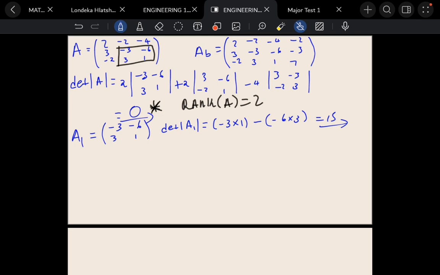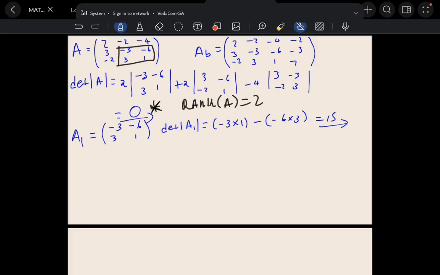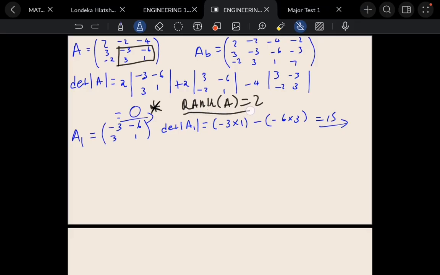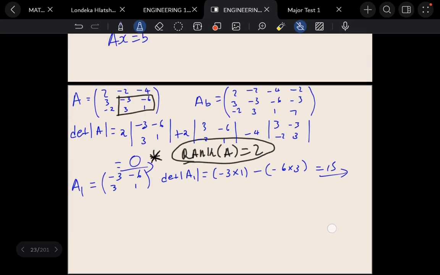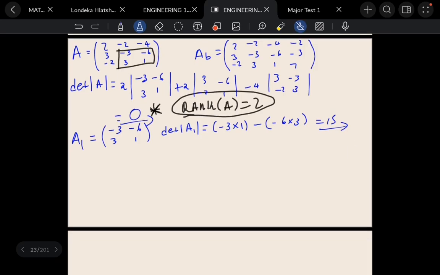Because a matrix in A that gave us a determinant of 15 was found in A and its order is a 2 by 2 matrix, the rank of A is automatically going to be 2. So the rank of A is going to be 2. Now let us look at the rank of AB.